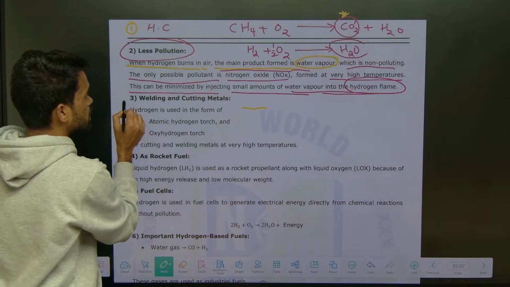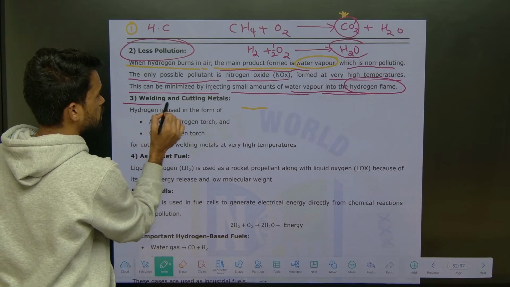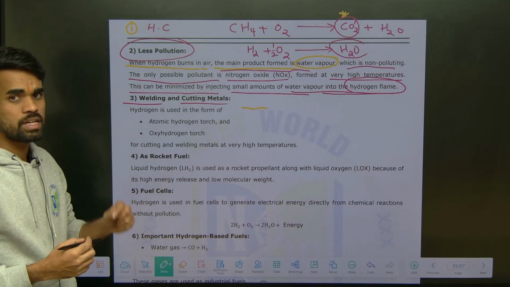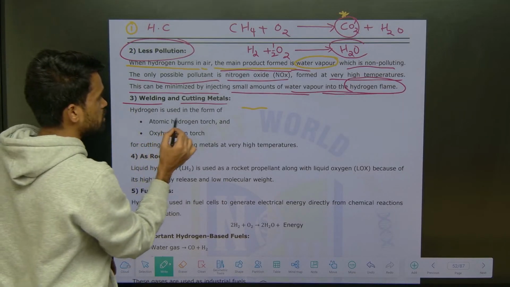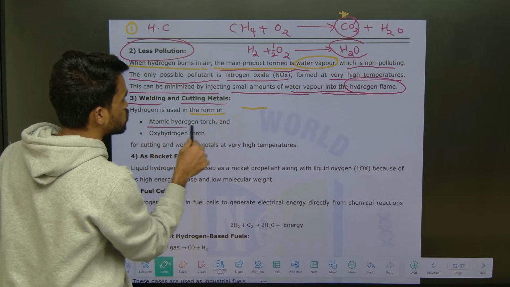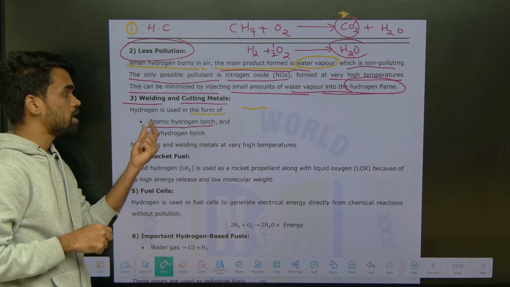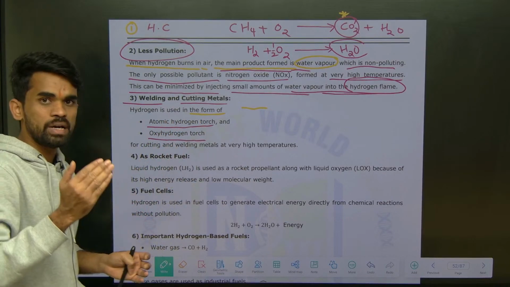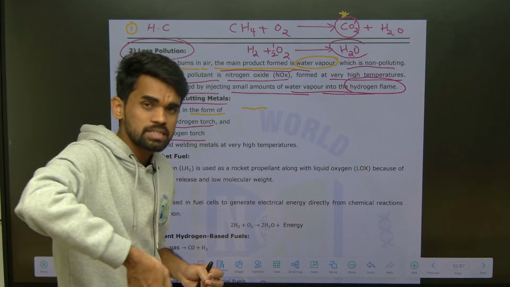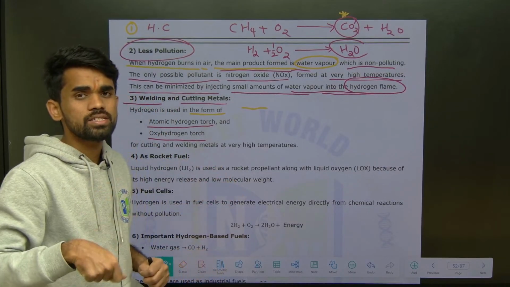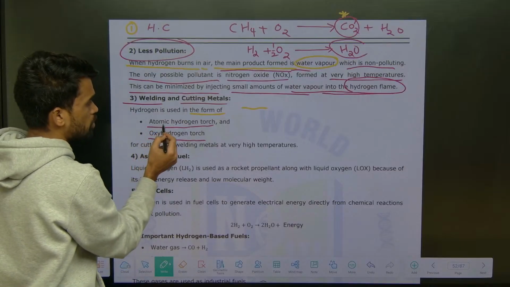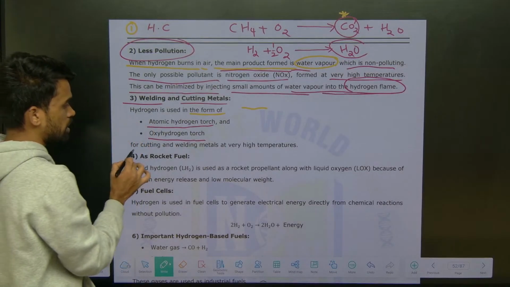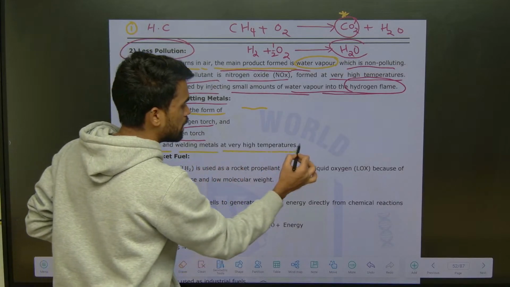And the third one is, it is also applicable or used in welding and cutting metals. See, hydrogen is used in the form of an atomic hydrogen torch. How will it be used? Atomic hydrogen torch and oxyhydrogen torch. It means for cutting of metals or any hard substances, this hydrogen torch is used. So the atomic hydrogen torch or oxyhydrogen torch is used for cutting and welding metals at very high temperatures.